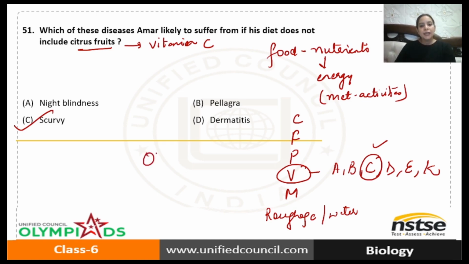So which option is correct? Option C is correct. Whereas night blindness is the one where the person cannot see in dim light. Dermatitis is the skin disorder. Pellagra causes rashes. So vitamin C deficiency can cause scurvy. So option C is correct.